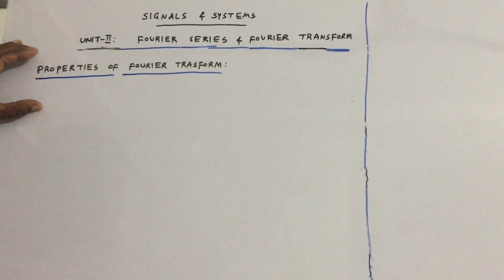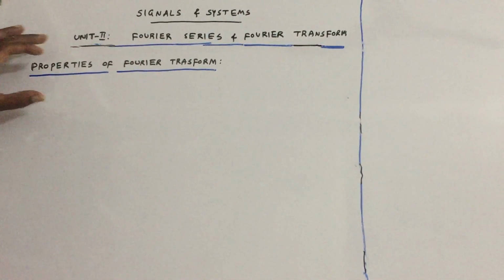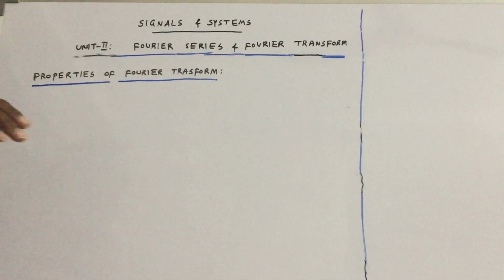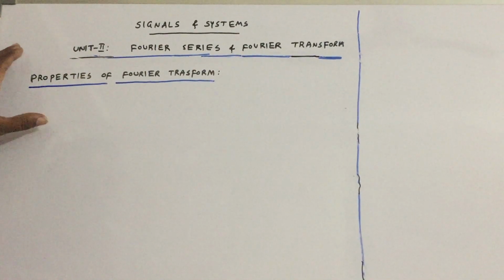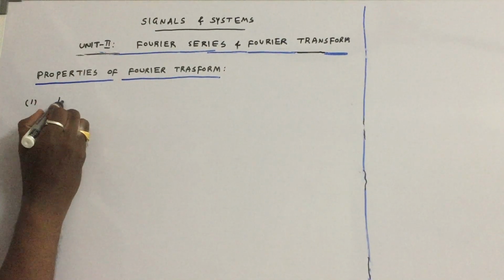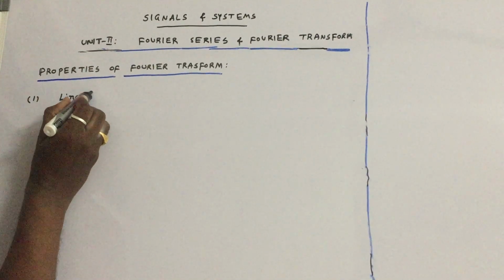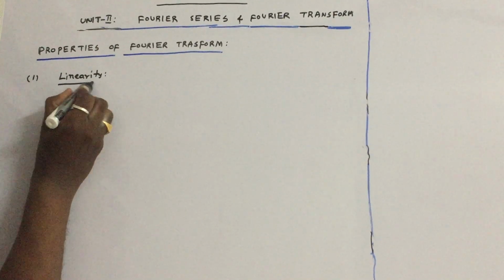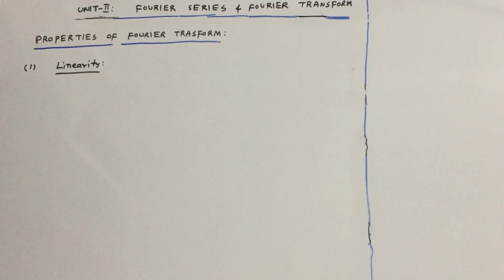So let us discuss the properties of Fourier transform in Unit 2, Fourier series and Fourier transform. Let us see these properties one by one, very simple properties. Number 1, linearity. Let us see what is this property linearity.